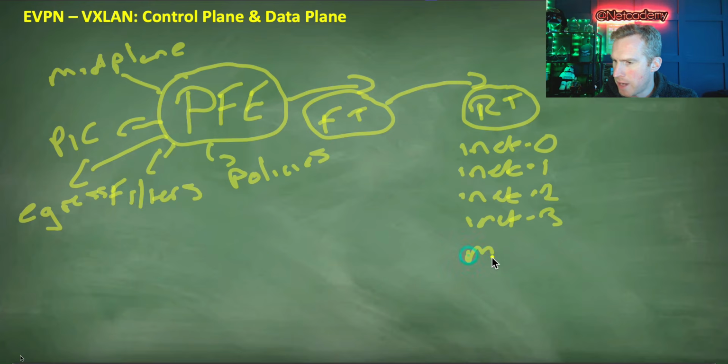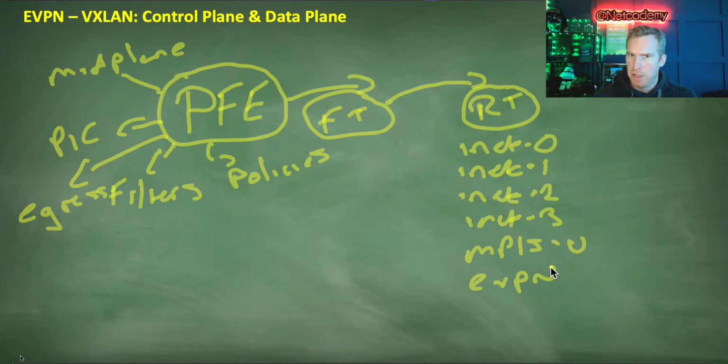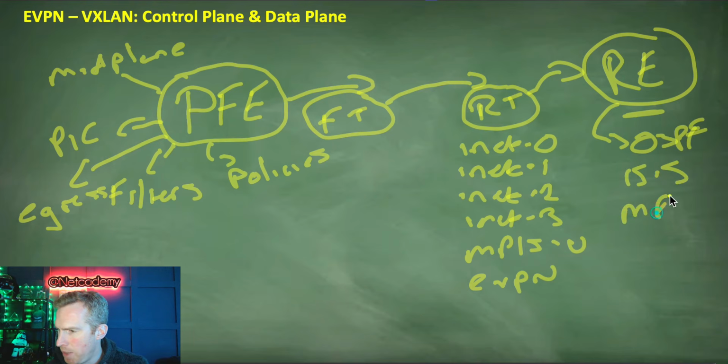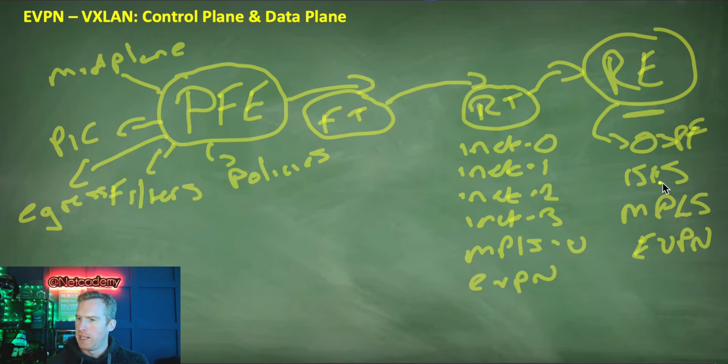You've got MPOS.0, and related to this topic, an EVPN table as well. Depending on the type of traffic, unicast, multicast, multi-protocol label switching, EVPN, etc., that routing table is populated, given its entries by the routing engine itself. So everything comes back to this routing engine, where you've got all those protocols running, such as OSPF, ISIS, MPLS or multi-protocol label switching, EVPN, and obviously a lot more.